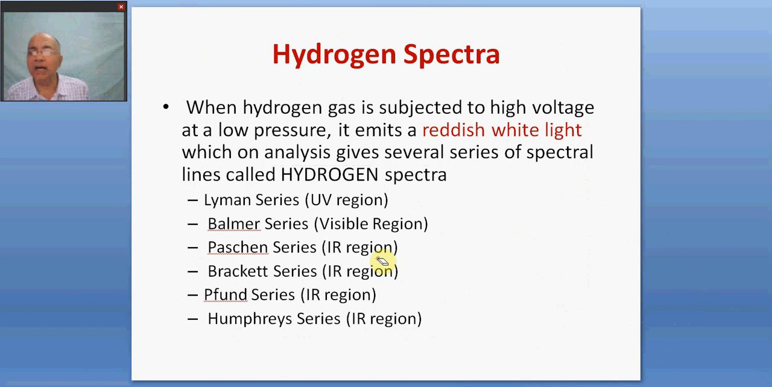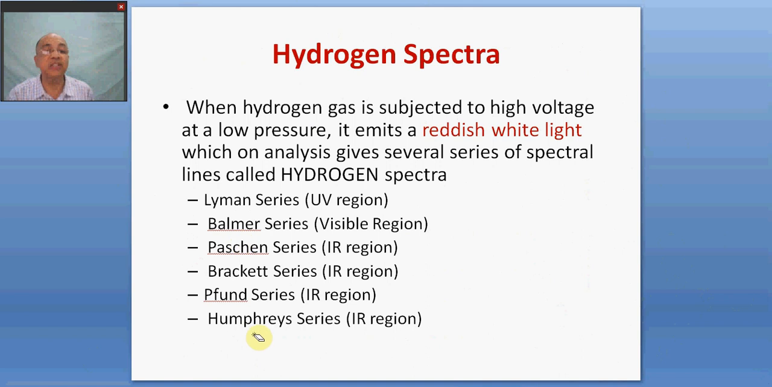Then let us talk something about hydrogen spectra. Although the mathematical implications of hydrogen spectra will be taken up in our subsequent video lecture on Bohr's theory of atom, we can have a concept of hydrogen spectra. Now, when hydrogen gas is subjected to high voltage at a very low pressure in a discharge tube, as we saw a few slides before, at a particular set of conditions, it emits a reddish white light. This reddish white light, when analyzed through a prism, gives several series of spectral lines, not only one series. These collectively are called hydrogen spectra.